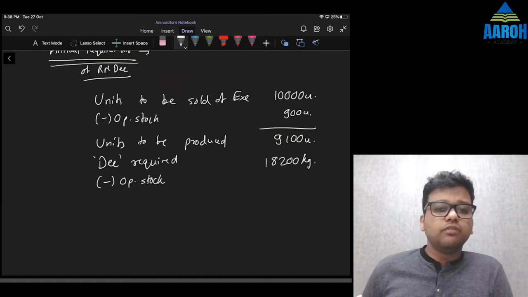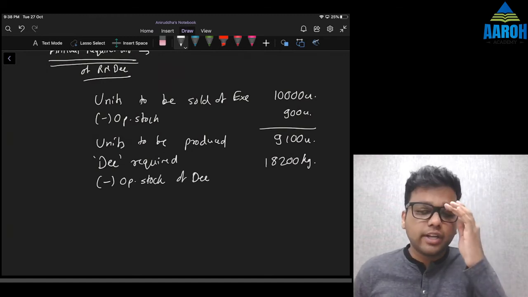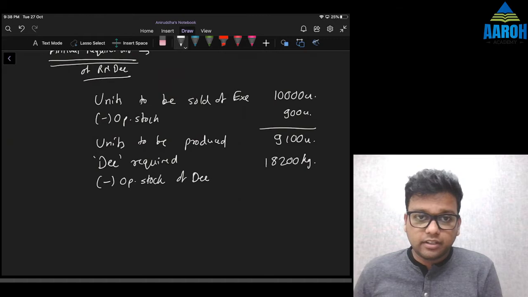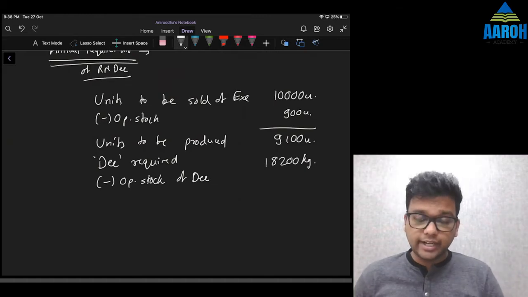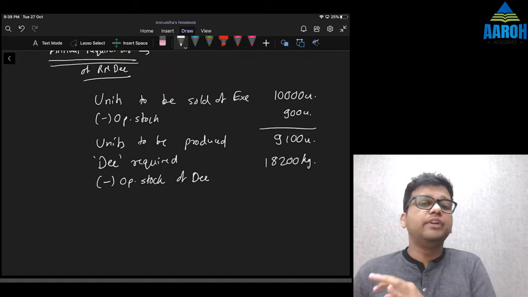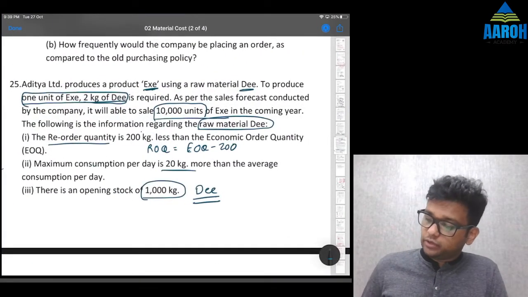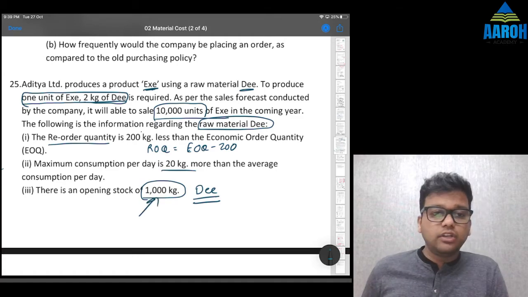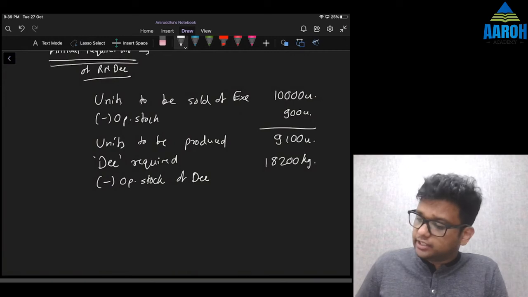But this is also not the annual requirement because we also have D in opening stock. Why do we deduct opening stock of D? Understand, EOQ is for ordering, economic order quantity. If we already have something in opening stock, that means we don't have to order it. So we'll deduct opening stock so that we don't order it. Opening stock of D is 1000 kgs, as given here. So let's deduct that 1000 kg stock.